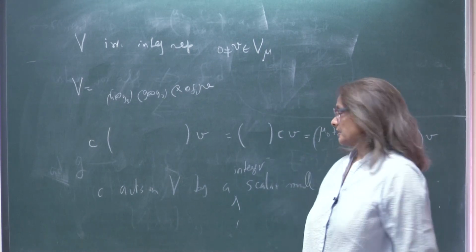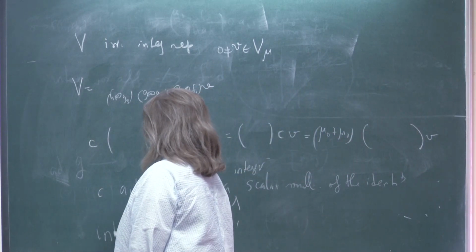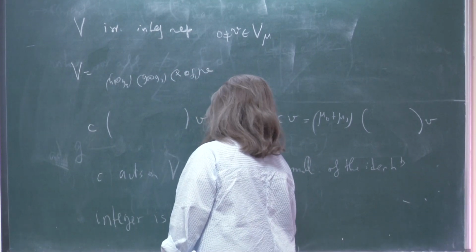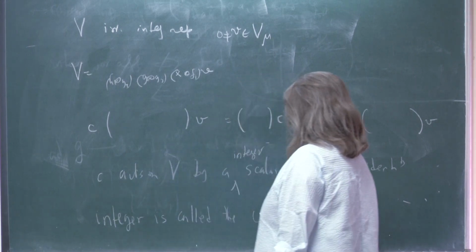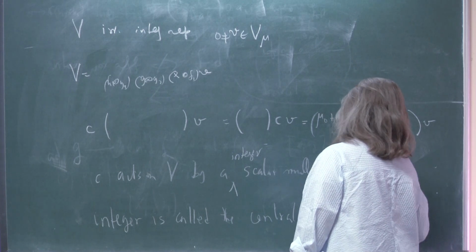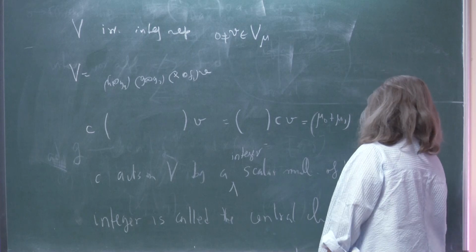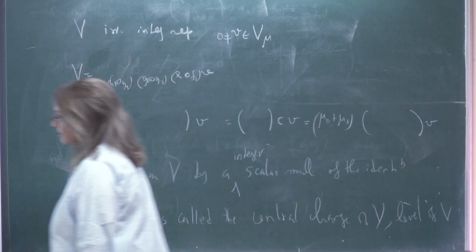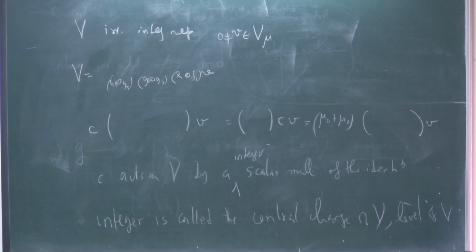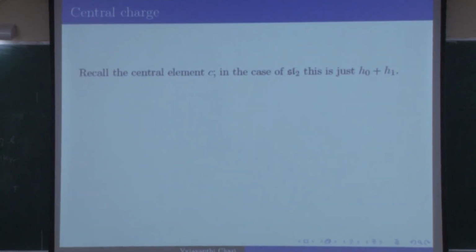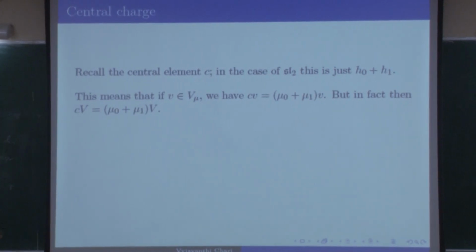So this integer is called the central charge of V. This is just some language, which was borrowed, of course, from the physicists a long time ago. It's also known as the level of V. So this is the central charge. This is just what I explained, what I calculated for you. And so here we are.